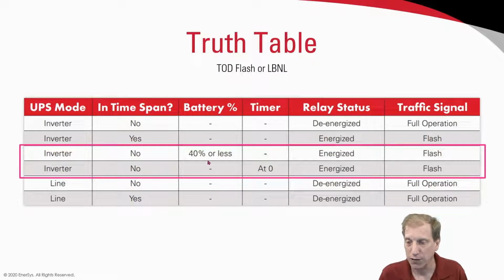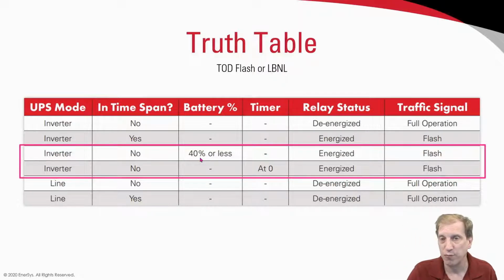Okay, so we're going to see here inverter mode. In time span, nope, but it doesn't matter because we're not paying attention to that, because this is the OR side of the equation: low battery, no line here. Battery happens to be at 40% or less. That's a low battery condition, and we have no line. So therefore, go to flash.